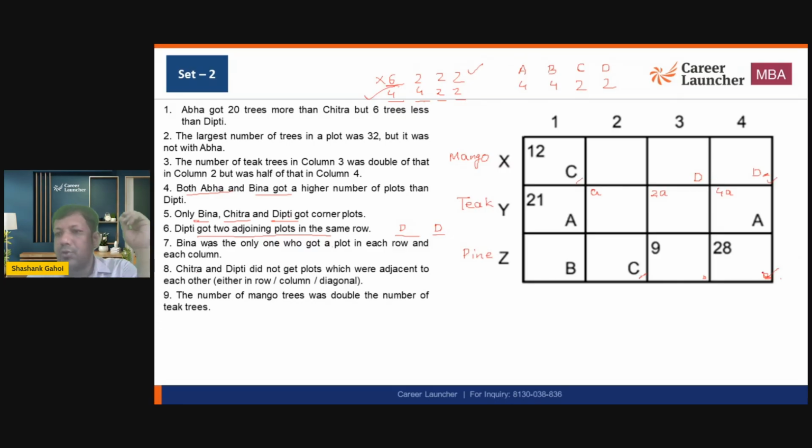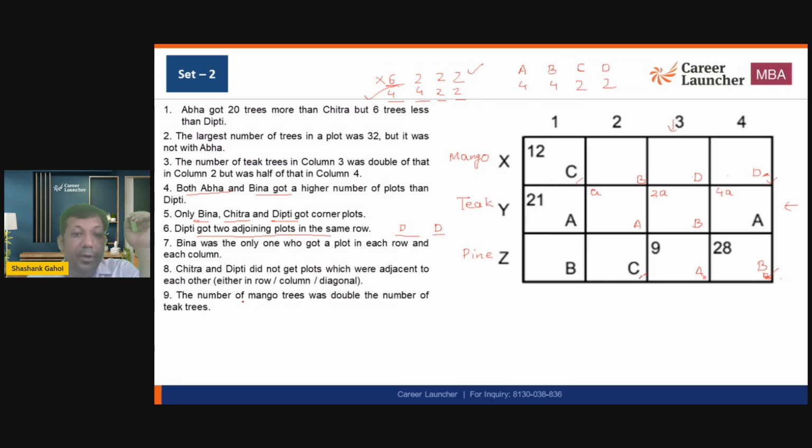So who can get this plot? Definitely Beena, because it can't be A, it can't be C, because C got 2 plots. So one is this, one is this. Now in the first row, Beena needs to get a plot because Beena got a plot in every row and every column. So this is going to be Beena. Now in this column, Beena did not get any plot. In this row, Beena did not get any plot. It means this should be Beena, that Beena got this plot. So Chitra got 2 plots, Deepti got 2 plots, Beena got 4 plots, and the remaining plots should belong to Abha. So this is A, this is A.